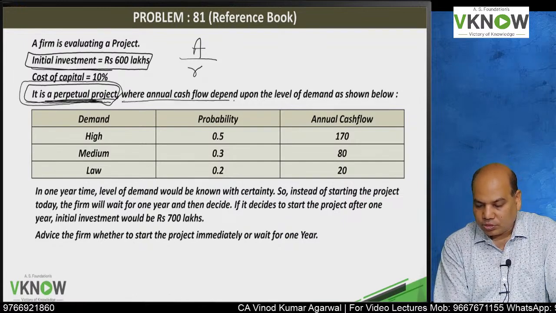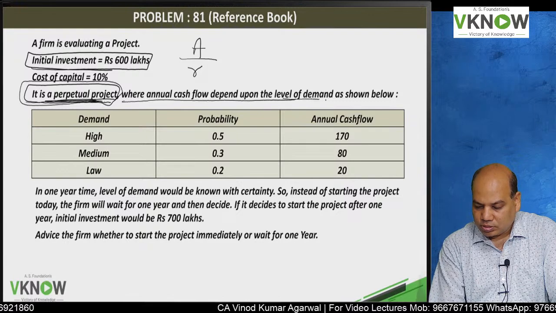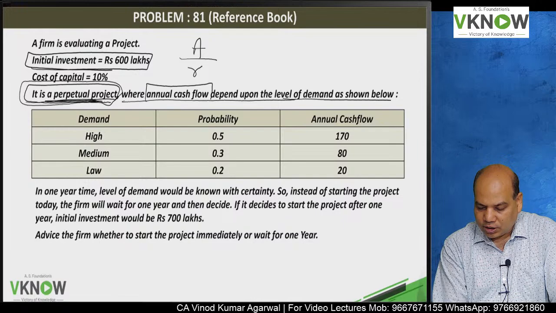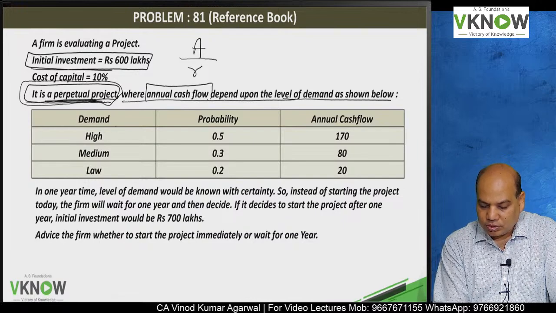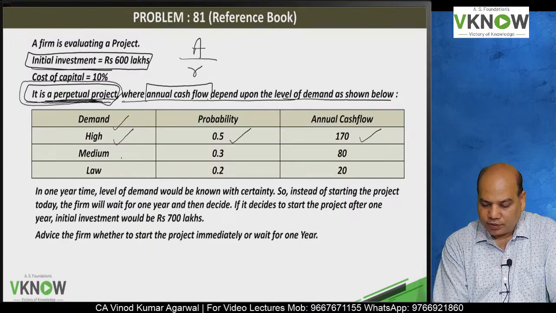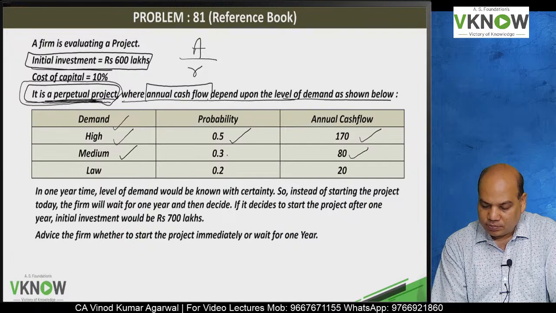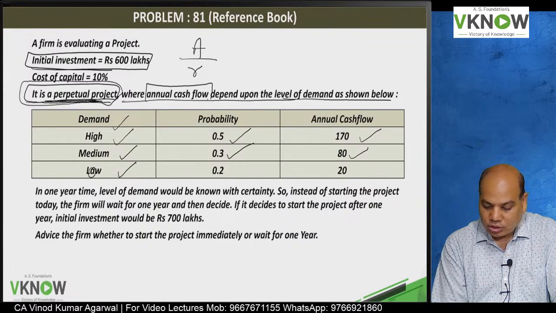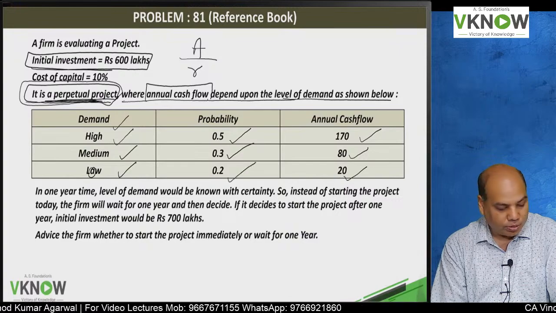Annual cash flow depends upon the level of demand as shown below. If it is high, 170, probability 0.5; medium, 80, probability 0.3; low, 20, probability 0.2.